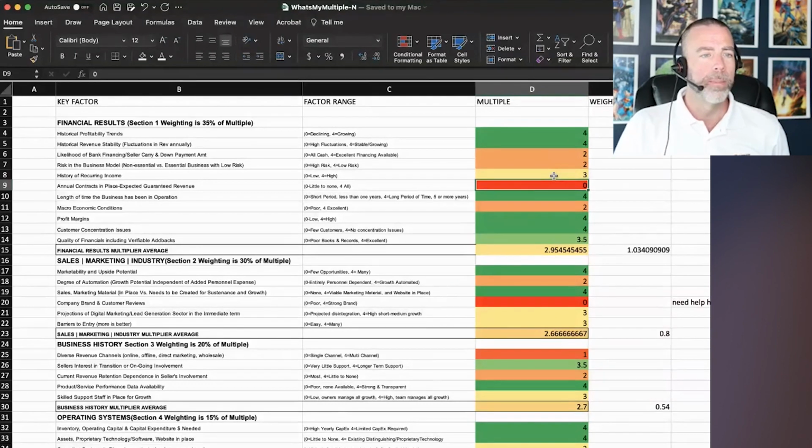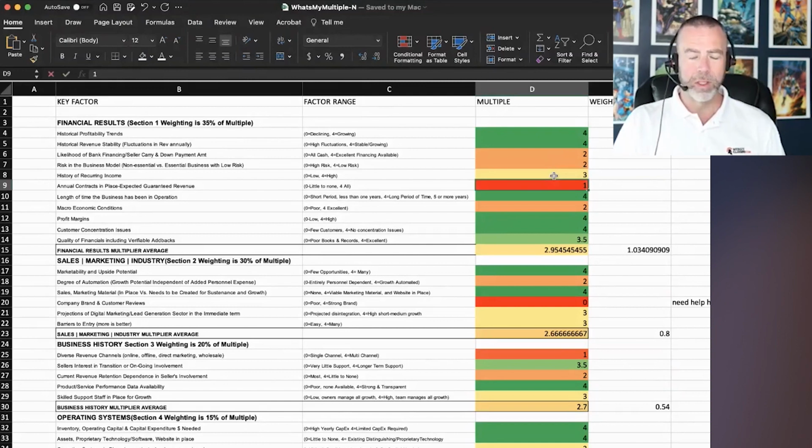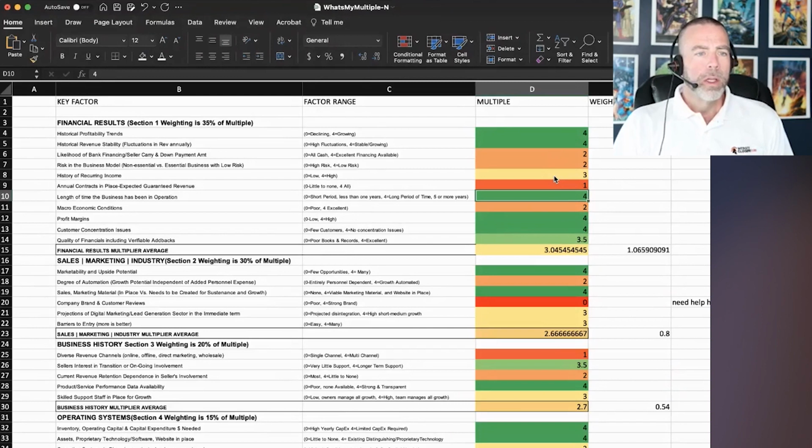Next one, annual contracts or guaranteed revenue. They don't have any guaranteed revenue. This is all point of sale and now beginning to get some recurring revenue. I'm actually going to modify that. I think that's probably more like a 1 right now. Length of time in business, it's been around for a while. More than 4 years. I think it's past 5 years, so I give them 4 here.